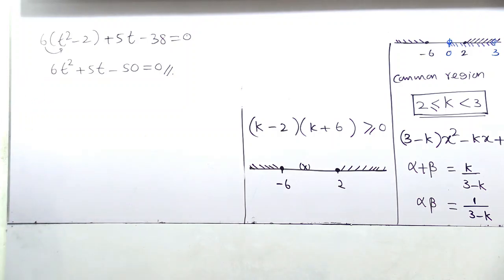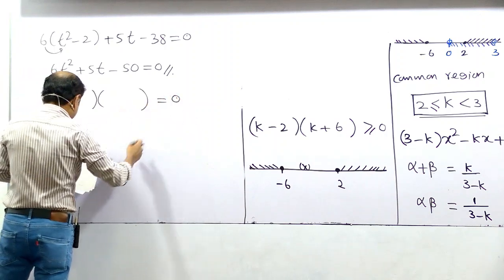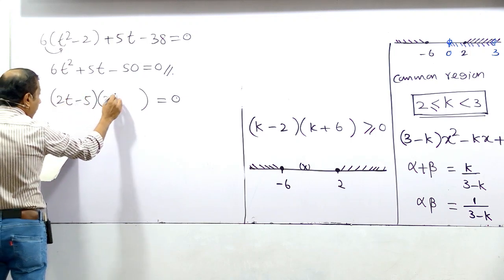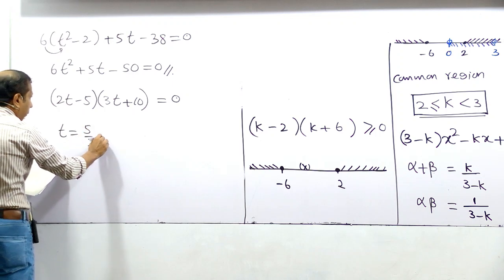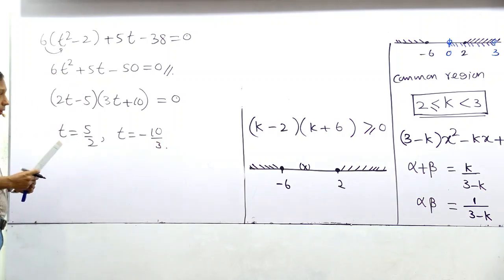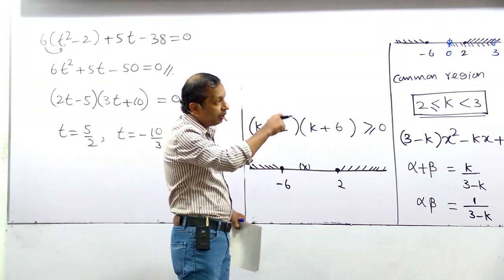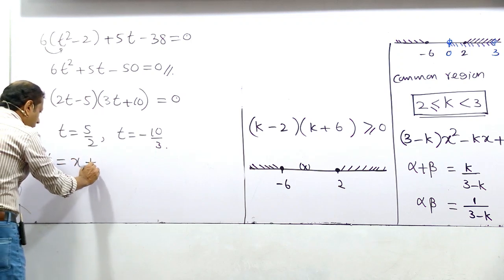All right, when you factorize this, the two factors come in like this: 2t minus 5, 3t plus 10. Then one answer for t is 5 by 2, other answer is minus 10 by 3. Now we need to find not this t, we need to find x. But we know t is x plus 1 over x, right? t equals x plus 1 over x.